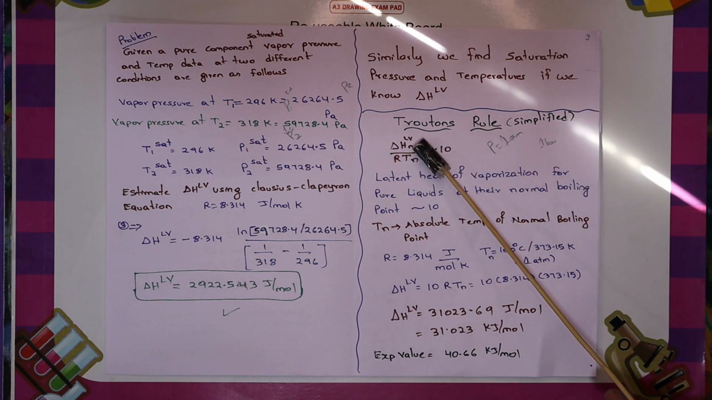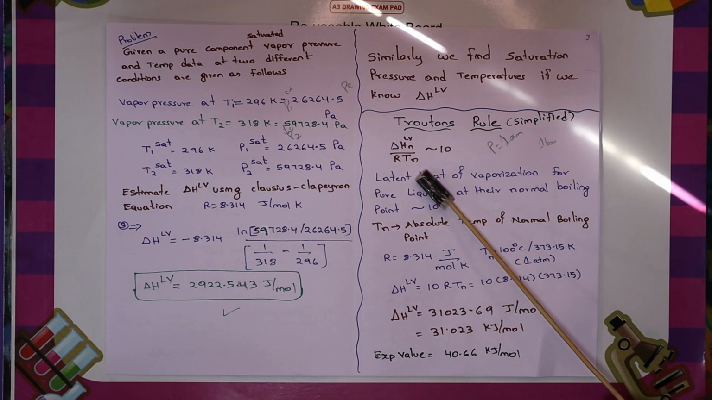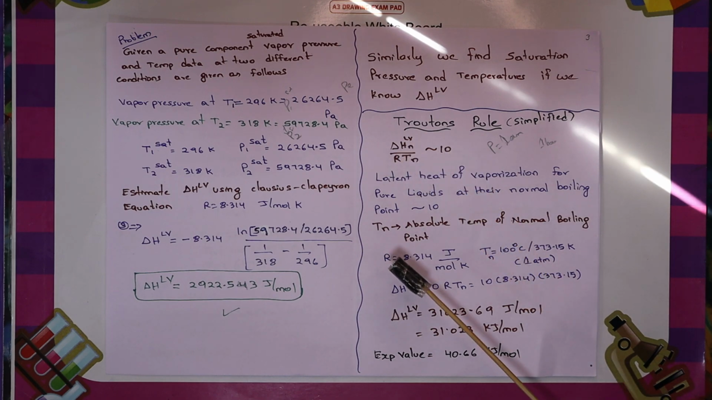Trouton's rule: the enthalpy of vaporization at normal boiling point divided by R into Tn, where Tn means the normal boiling point of that particular substance, the ratio is always close to 10. That is what this means. So Tn is the absolute temperature of the normal boiling point. R is given as 8.31 joule per mole Kelvin.